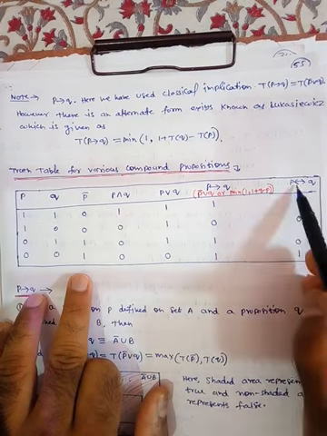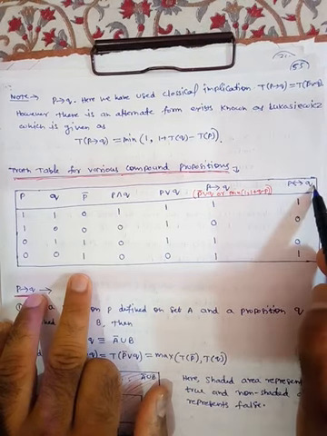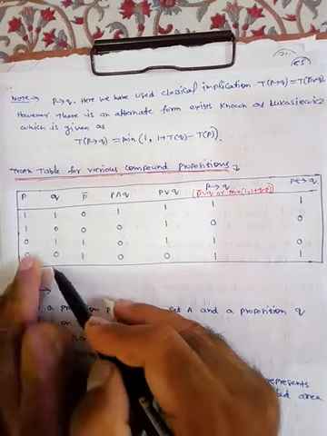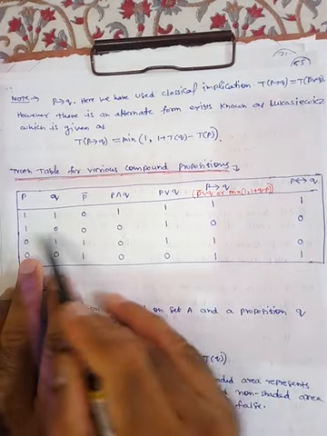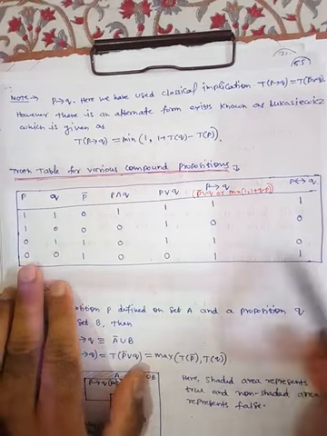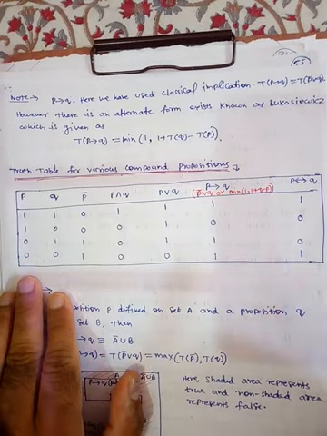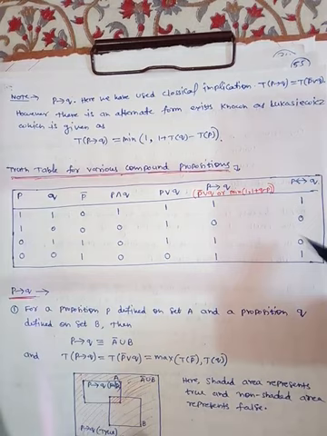So this is the truth value. Similarly, P is equivalent to Q. So P and Q, these are the columns. Now both are the same, that's why 1. Both are unequal, so 0. Both are unequal, so 0. Both are equal, that's why 1. So this is the compound logic.